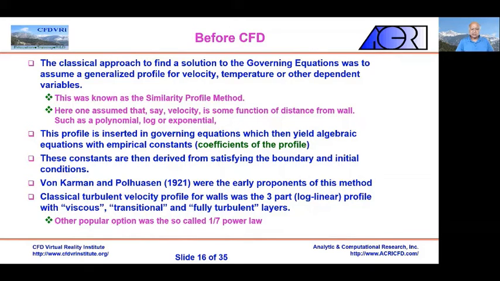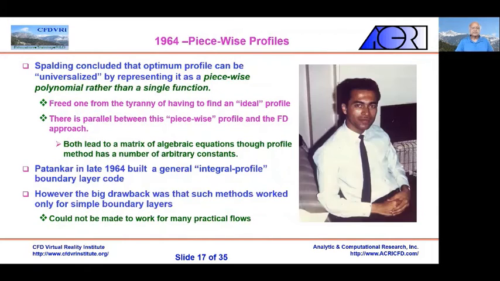So the classical turbulent profile, for example for walls, was a three-part log-linear profile with viscous, transitional, and fully turbulent layers. The viscous part was linear, the turbulent part was log, and there was a transition between the two. The other option for turbulent flows, simple wall flows and pipes, was the so-called 1/7 power law, which worked for a range of Reynolds numbers.